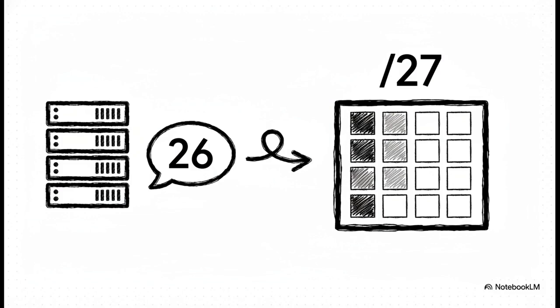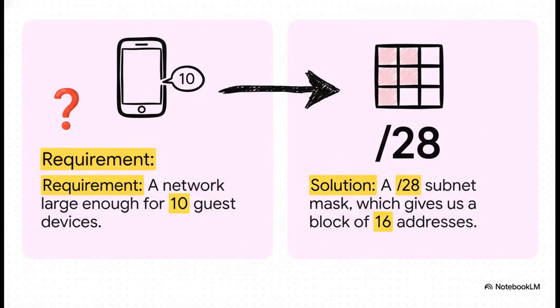Next up, 26 hosts for the servers. Let's see. 2 to the 4th is 14, too small. 2 to the 5th is 30. That'll work. So 5 host bits means we need a /27 subnet mask, which carves out a block of 32 addresses for those servers. Easy peasy.